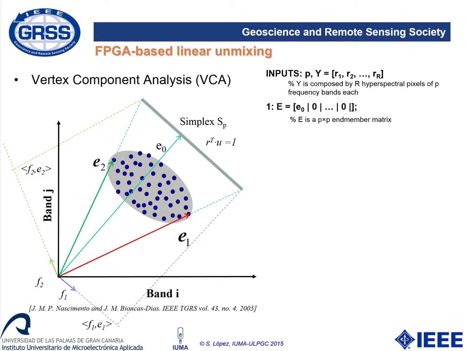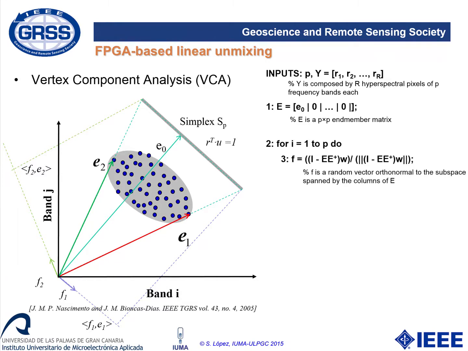We always get a vector that is orthogonal to the end members that we have found so far, and then we project the image into the direction of this orthogonal vector, and we get the pixel that gives us the maximum value within this projection. So this new pixel is selected as a new end member, and this is repeated p times, where p is the number of members. So here at the right you have the pseudocode.